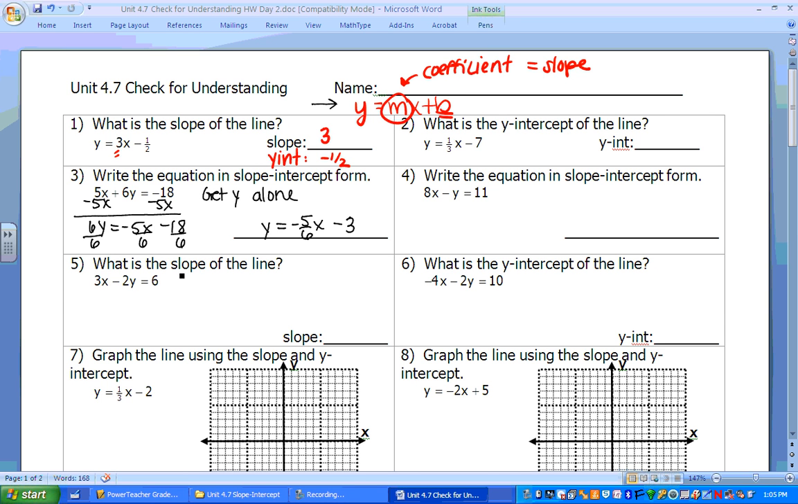So again, if they ask you for slope, you have to get it into this form, y equals mx plus b, in order to find the slope in front of x, the coefficient, and the y-intercept b. So start off by getting y alone here.